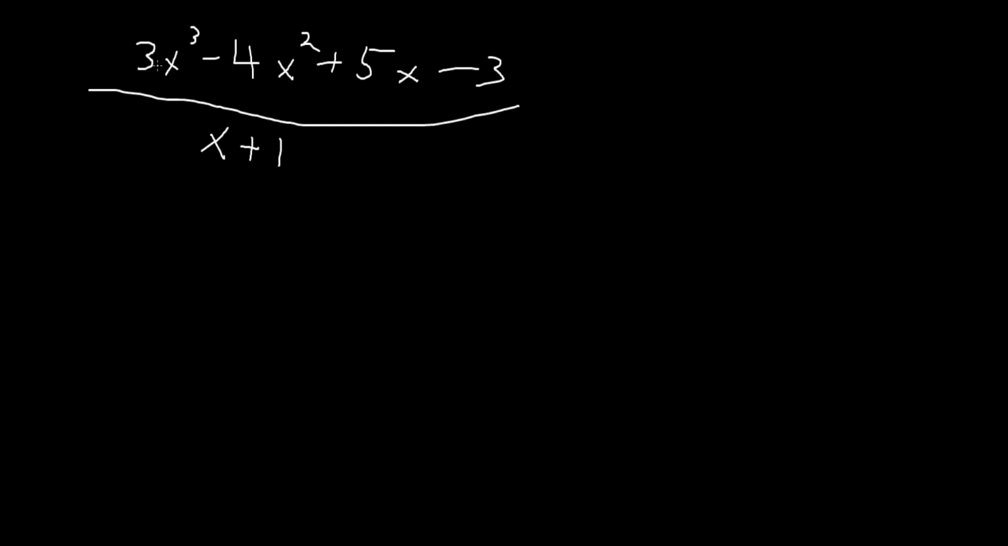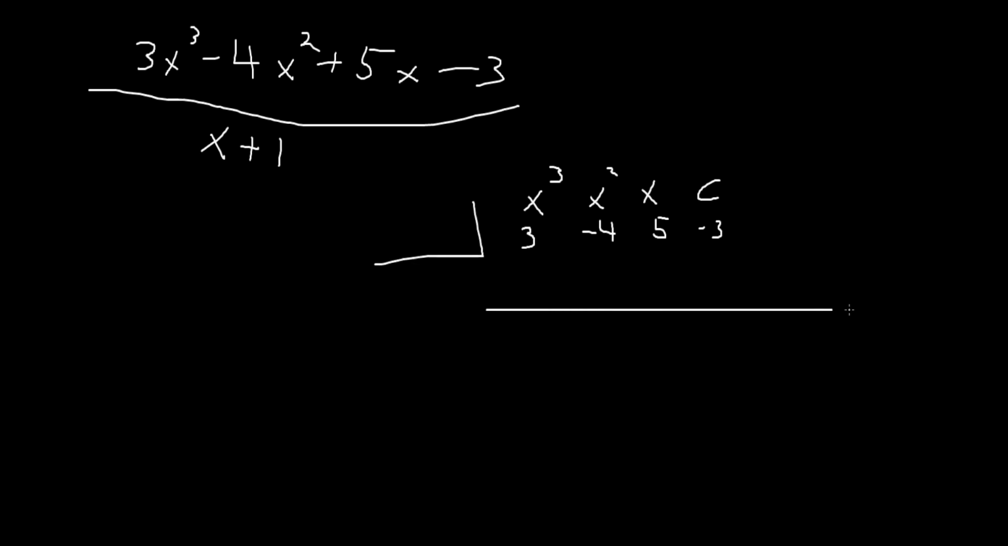here's a neat thing. All of these powers of x have coefficients. We have x to the third, x squared, x, and a constant. Basically, whatever the highest power of x is, we line them up like this. So what we're going to do is write the coefficients of these: the 3, the negative 4, the 5, and the negative 3.